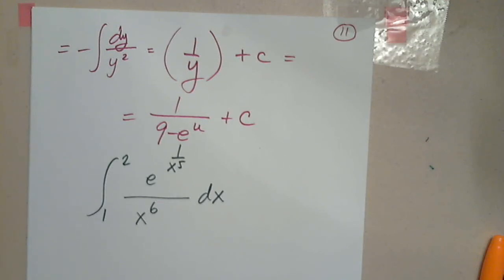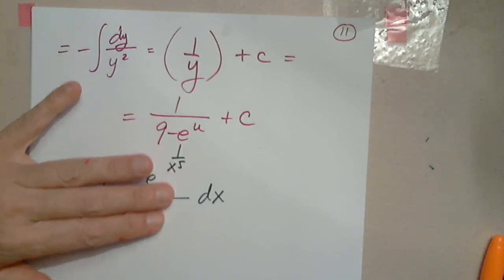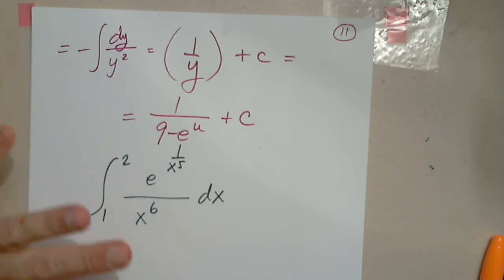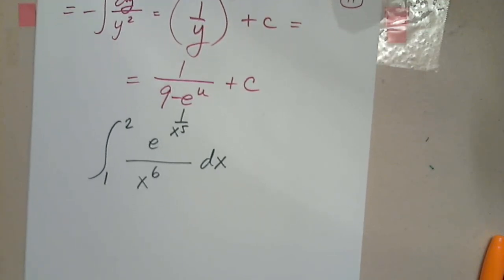The function is continuous. Well, when is this function undefined? At 0. But 0 is not in this interval. So it's all safe. Okay, then, let's think of a substitution.